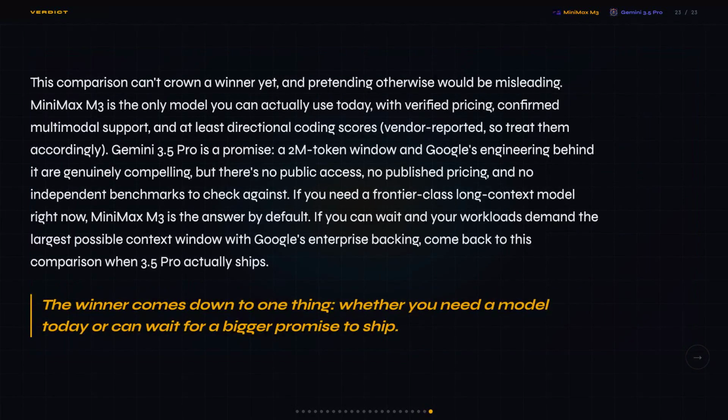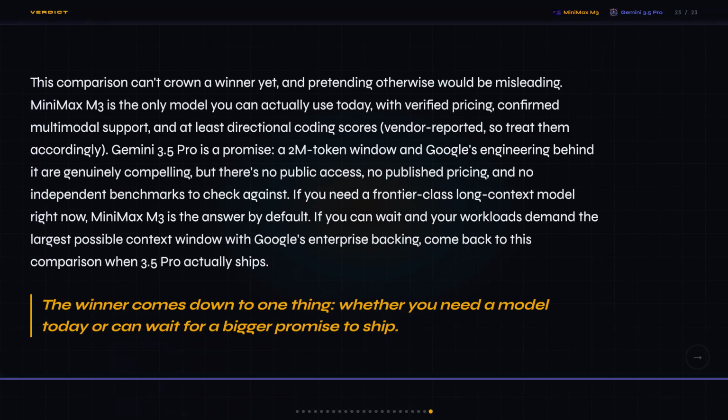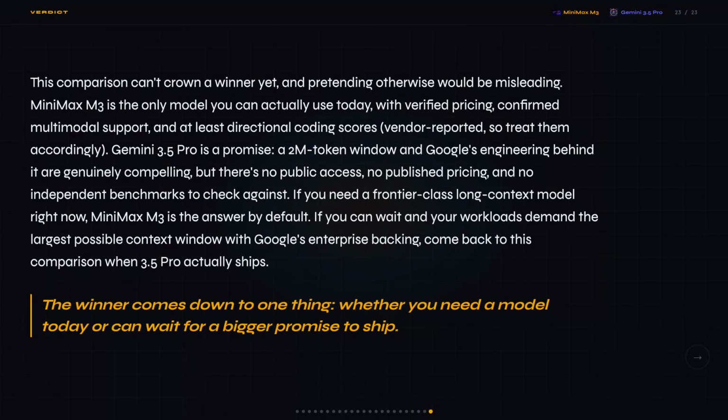Honestly, I came in expecting a clear winner and got a comparison where neither model can be properly scored against the other yet. So here's the decision rule. If you need a frontier long context model today with real pricing and confirmed multimodal support, MiniMax M3 is your only actual option. If you're in a regulated industry, or you can wait and you need the largest possible context window with Google's enterprise backing, hold out for Gemini 3.5 Pro to ship.